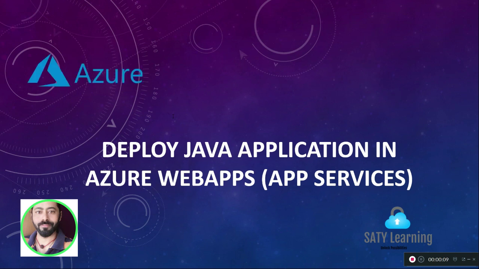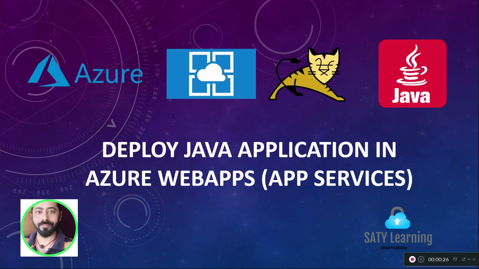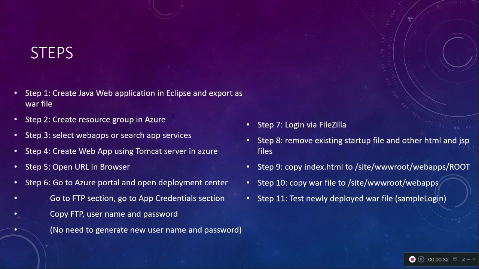Today we will learn how to deploy a Java application in Azure Web Apps. So Azure Web Apps comes under App Services in the Azure portal. We will use the Tomcat server to deploy our Java web application. So let's quickly go through the steps and then we will go to the lab.